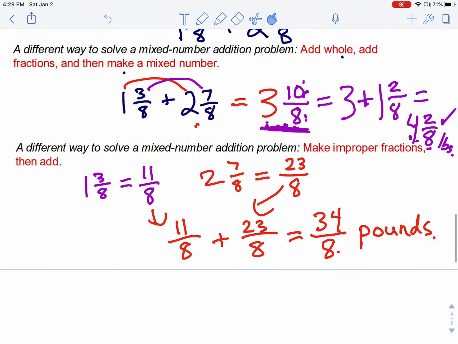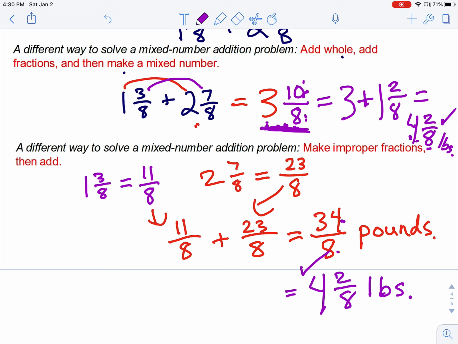That would be fine. But we could also convert it now to a mixed number because I know how many times does 8 go into 34? Think about it. It goes in 4 times, right? 8 times 4 is 32. So we know 4 was our whole, and 32 to get up to 34, I need 2 more eighths, and just as we suspected, 4 and 2/8 pounds.